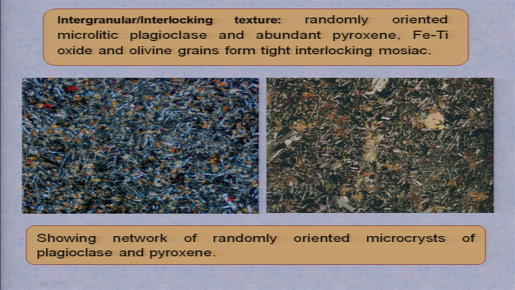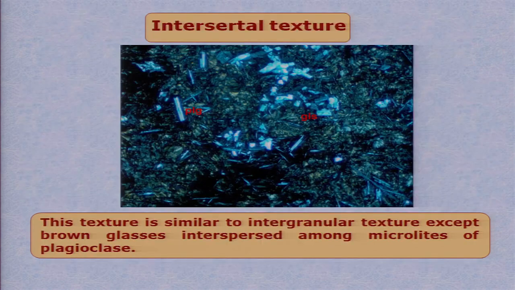This pyroxene and plagioclase are abundantly present, and in between these two minerals there is a space. That space is occupied by black colored glass. So this glass and the crystalline minerals show interlocking texture. Glass is interlocked between the spaces formed due to the lying of the different types of minerals in the rock. Another variety of texture is intersertal texture.